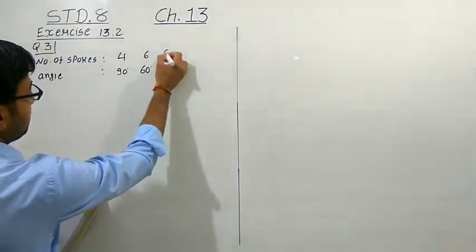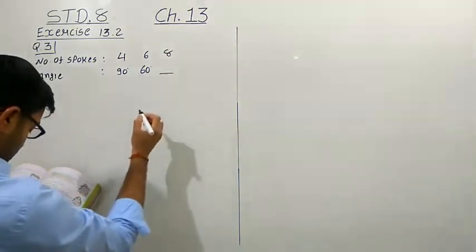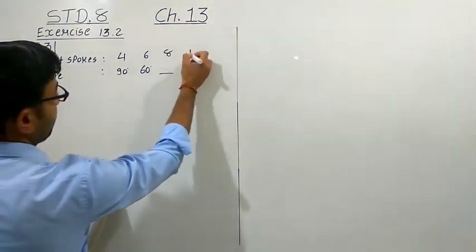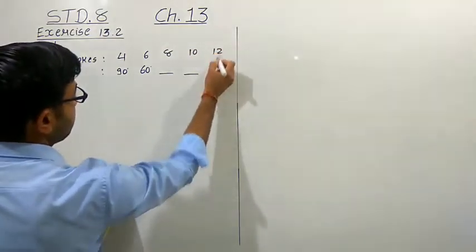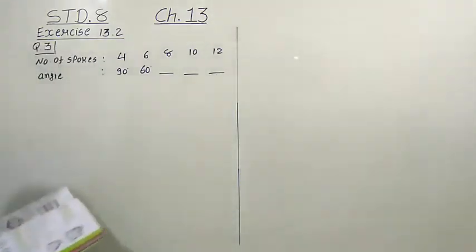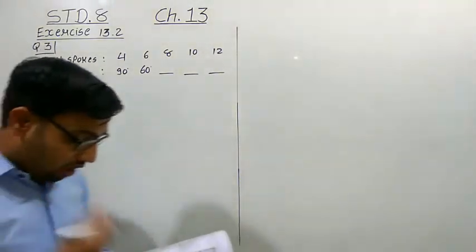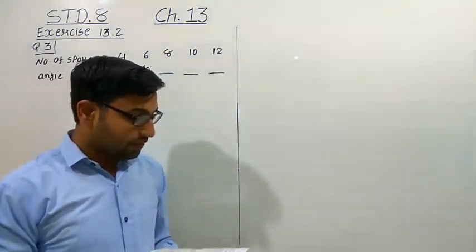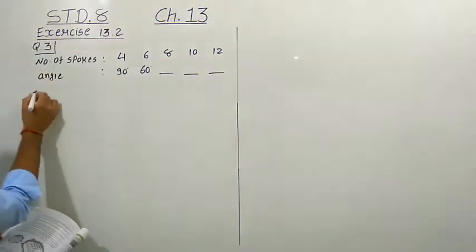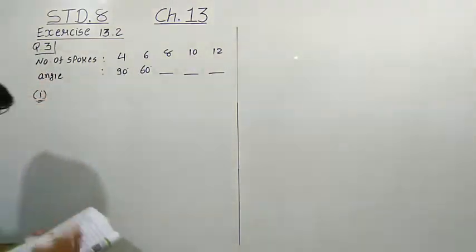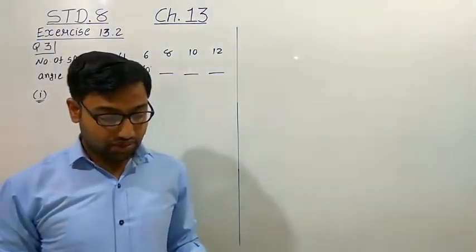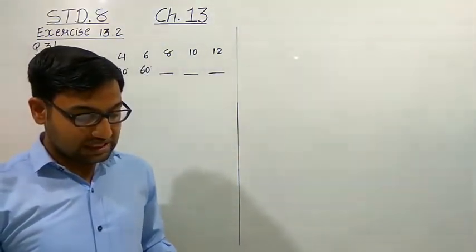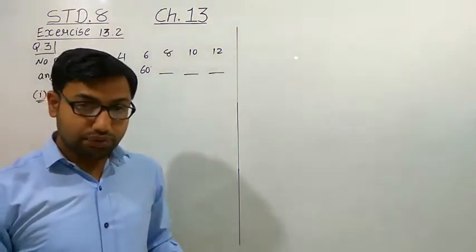Now third value is 8 here, but here no values are given. For number of spokes 10, angle we don't know. For number of spokes 12, here also we don't know the value. Okay, now some questions we have been asked. The first question asked here is, are the number of spokes and the angle formed between the pair of consecutive spokes in inverse proportion?